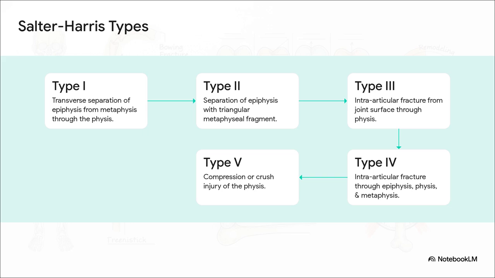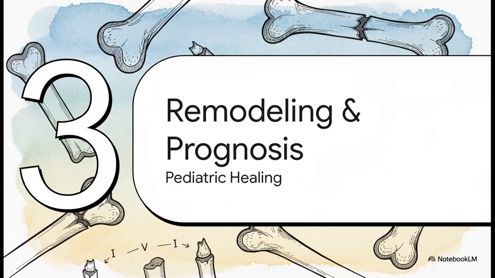And finally, type V is ER for erasure or crush. This one's tricky. It's a pure compression injury to the growth plate. The initial X-rays can look deceptively normal, which means this injury often gets diagnosed way later, only after you start to see a growth disturbance. It carries a really poor prognosis for future growth. So when you see these fractures, the big question is, what's going to heal on its own, and what do we absolutely have to fix?